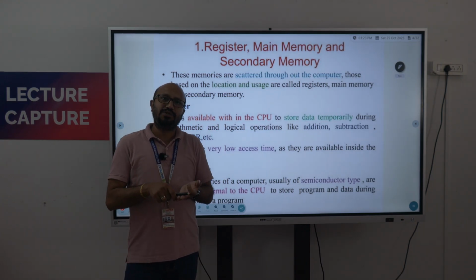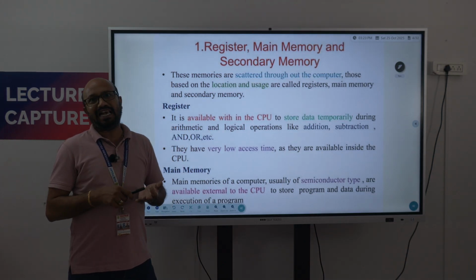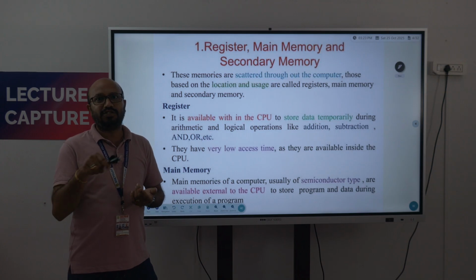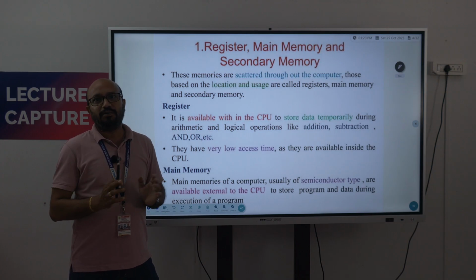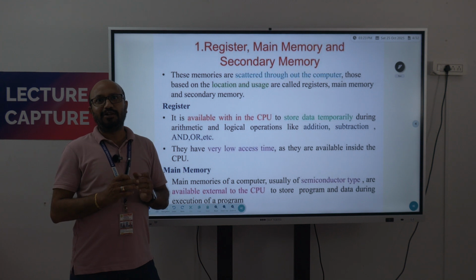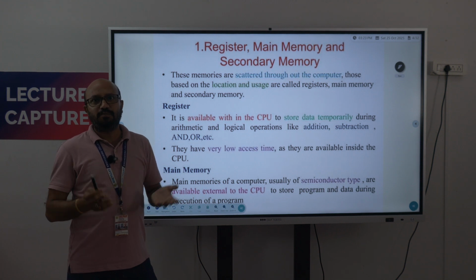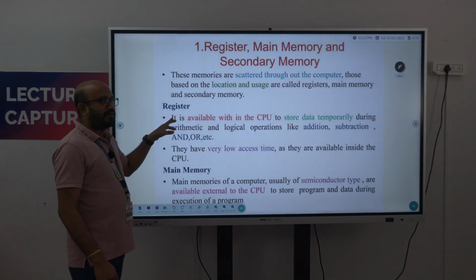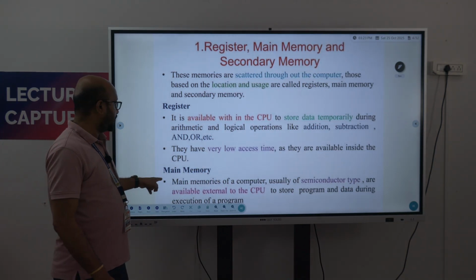The arithmetic and logic unit performs all the mathematical calculations such as addition, subtraction, multiplication and division, as well as logical operations. So all these operations are performed with the help of the ALU in the processor. All this processing data and output are stored in memory. This memory is nothing but registers. Next one is main memory.